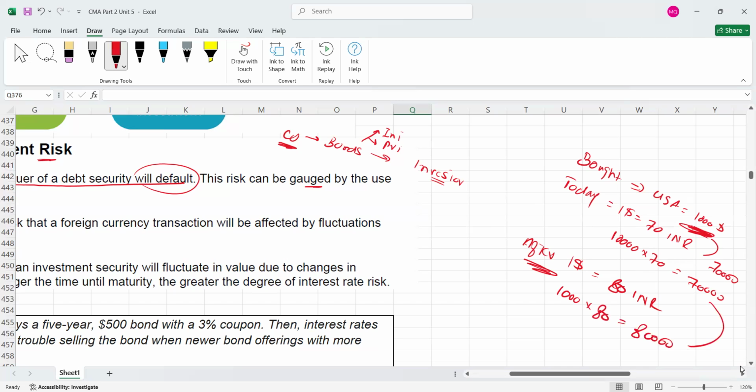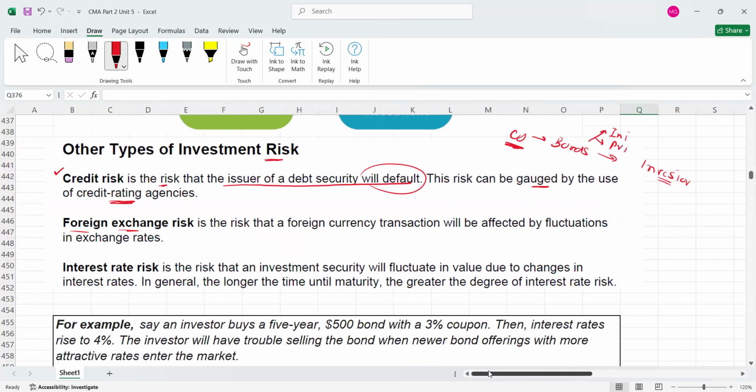So see how much you are losing. At the time of the transaction, you would have to pay 70,000, but because you are paying after 3 months, now you have to pay 80,000. So 10,000 you are losing, right? Now think: you are losing just due to changes in the exchange rate. Previously, $1 was equal to 70 rupees. Now $1 became equal to 80 rupees. So this is what is called foreign exchange risk. Simply, foreign exchange risk is the risk that a foreign currency transaction will be affected by fluctuations in exchange rates. Understood? So this is foreign exchange risk.